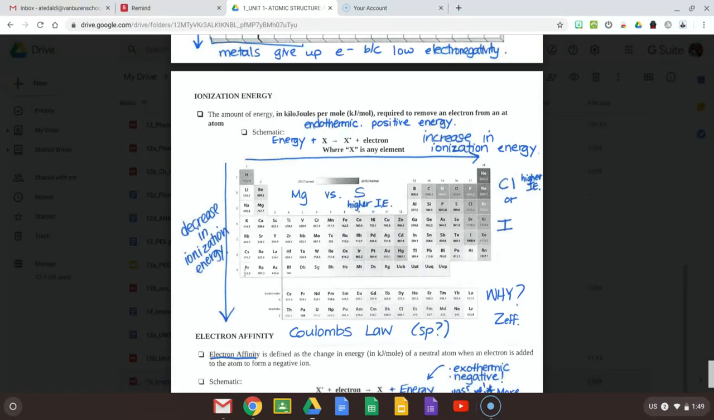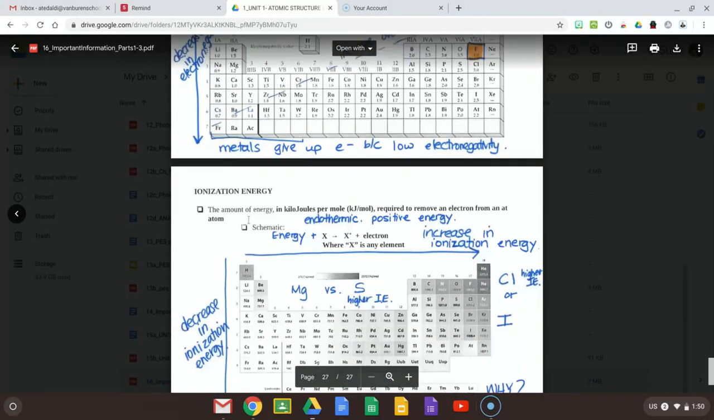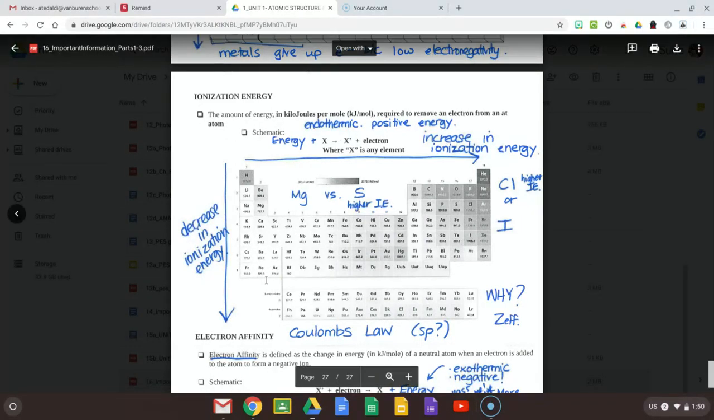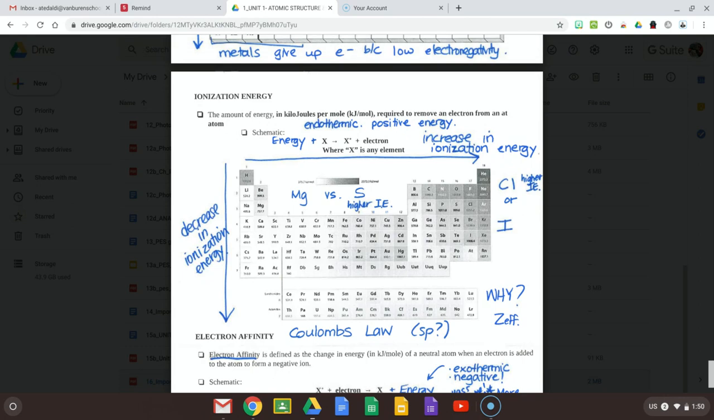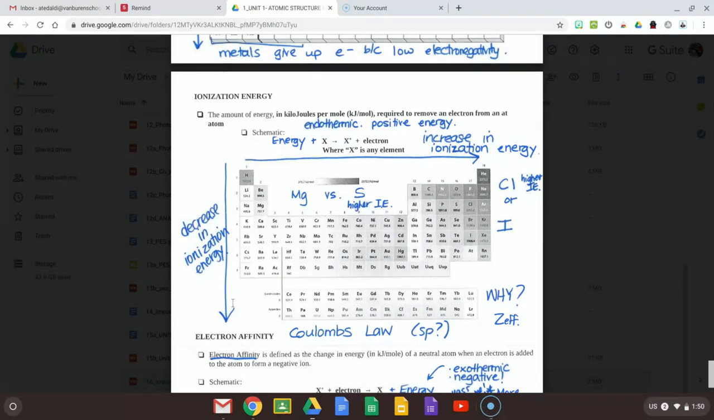But then our metals, as we recognized before, are low in electronegativity. Our metals do not care about their electrons, so they will easily give them up. The amount of energy it takes to remove an electron from a metal is quite small because they don't care about holding on to them. So for ionization energy, as you go from left to right in a row, it increases. As you go down, ionization energy decreases. And this is because of Coulomb's law and effective nuclear charge.